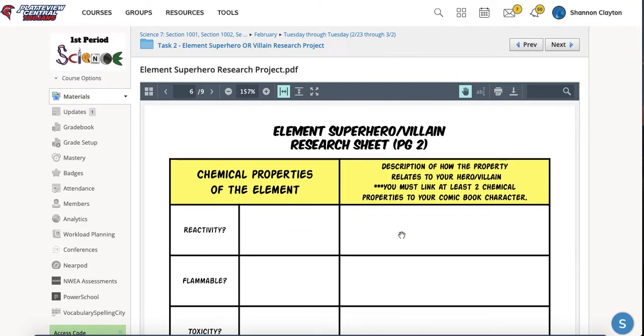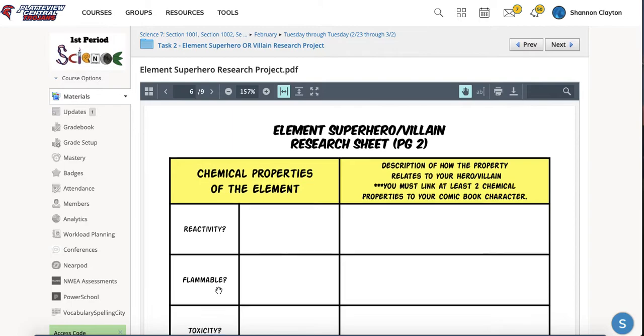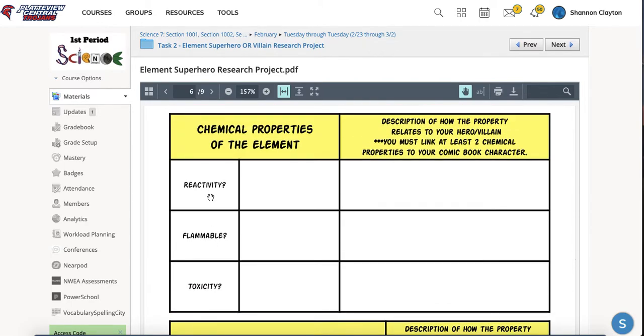Moving on, element superhero villain research page number 2. Now we're looking at the chemical properties. And again, the chemical properties, you'll find these in those pages. What's the reactivity? Is it flammable? Reactivity means, does it react with water? Some elements will react violently with water. They'll blow up when you put them in water.